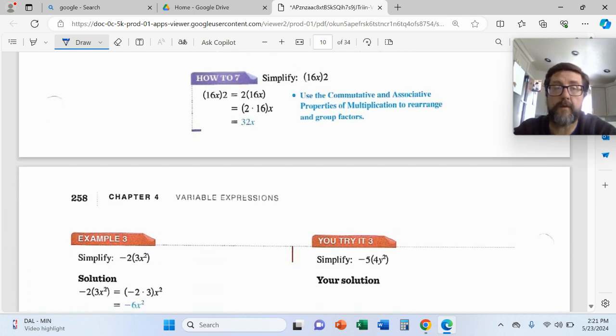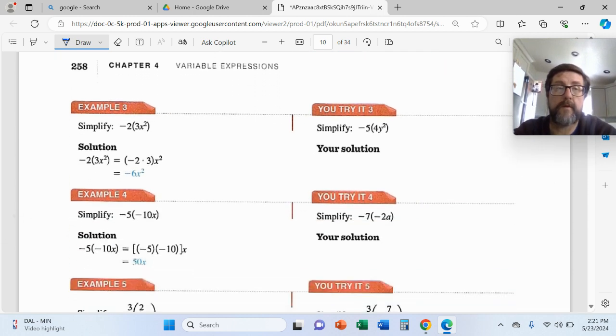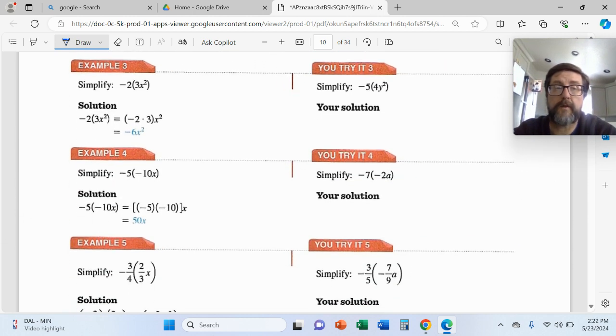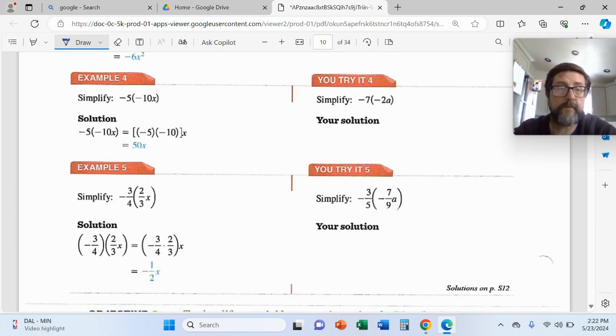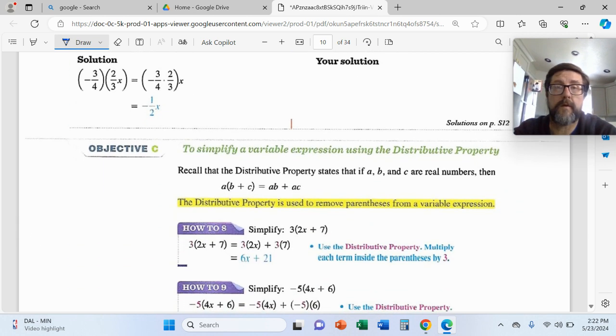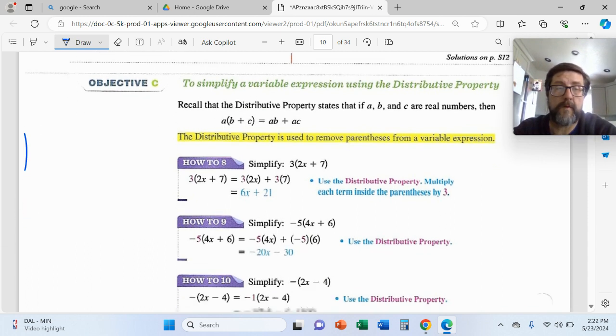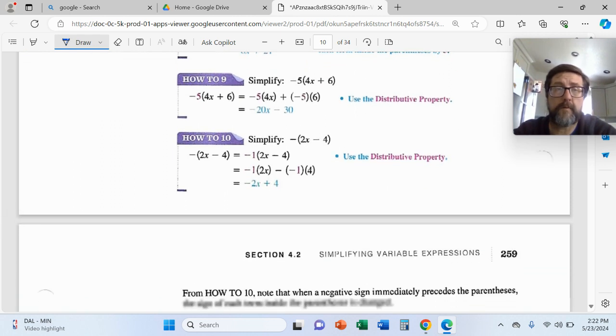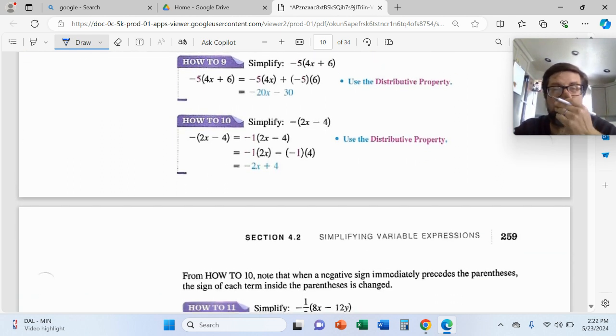Pause it and do these. We're just simplifying variable expressions. I always say pause it and do these because that's one thing nice about math. It's all going to be done basically the same.